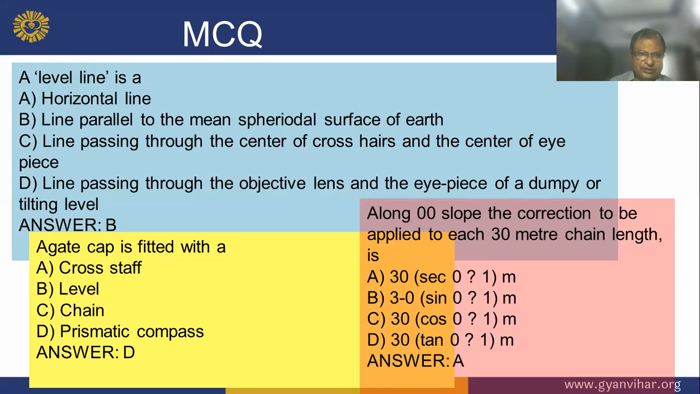Now, a cap fitted with, give me the answer. The correct answer is D, prismatic compass. Along a slope, the correction to apply to each 30-meter chain length is, 30 seconds. Yes, the correct answer is A, 30 seconds.